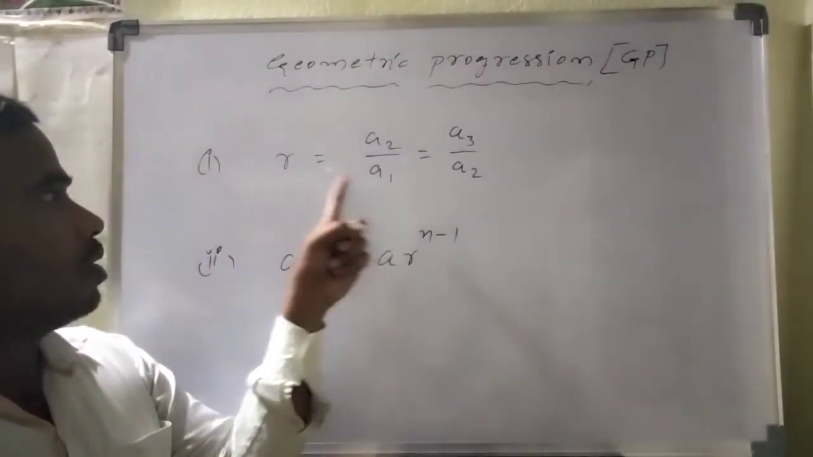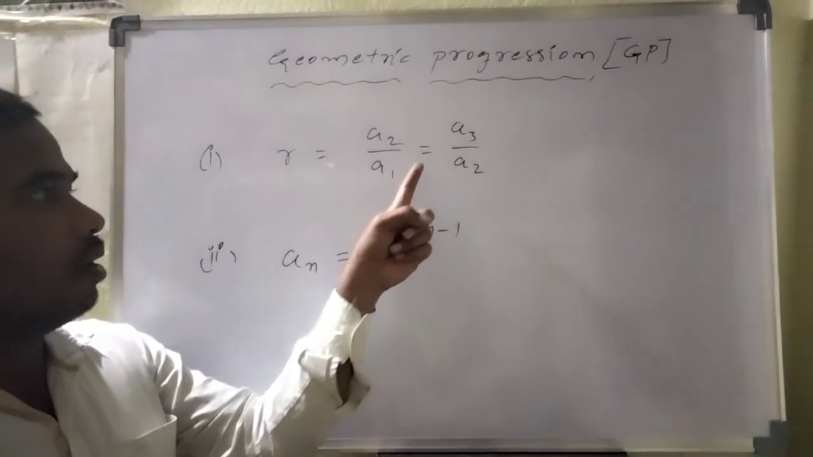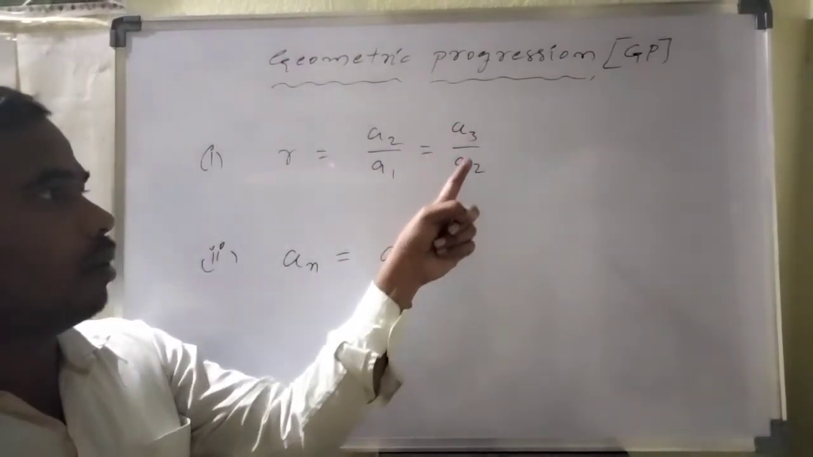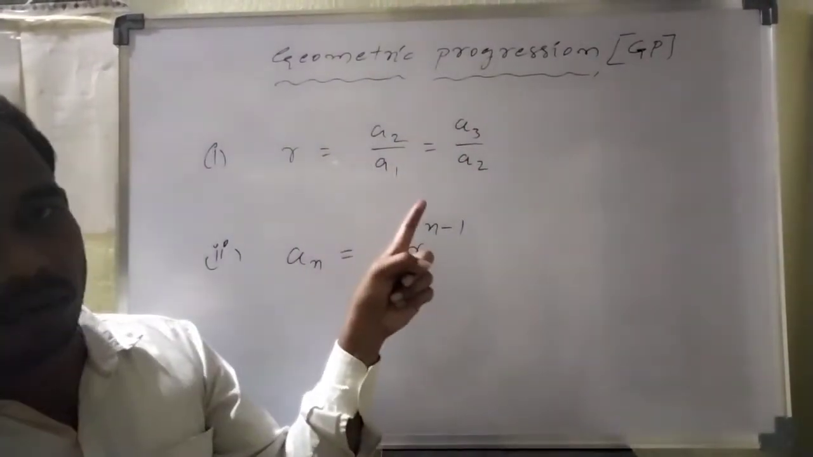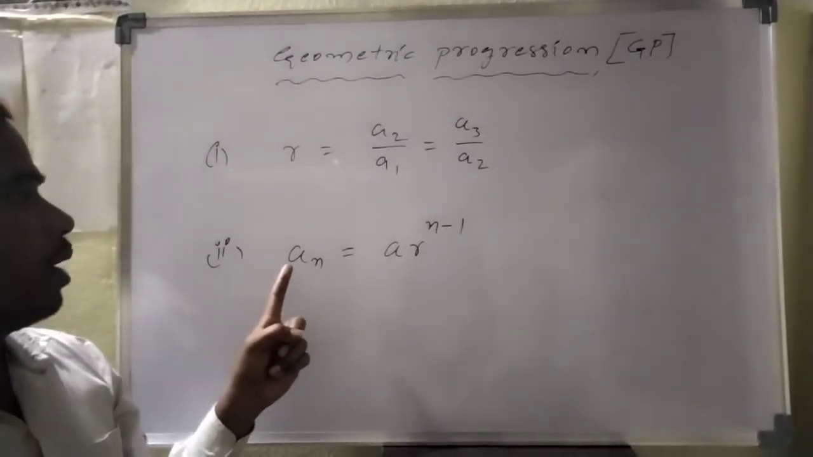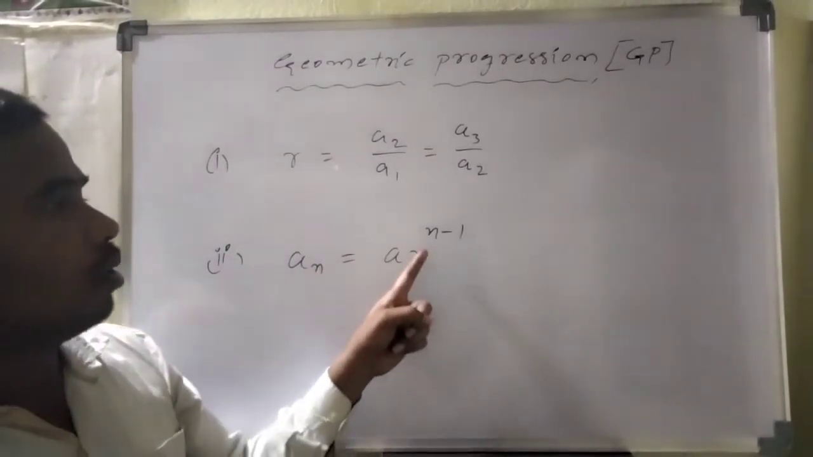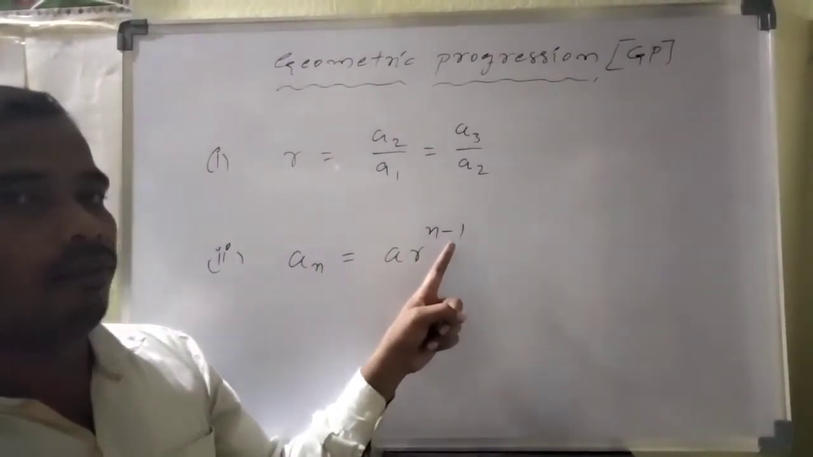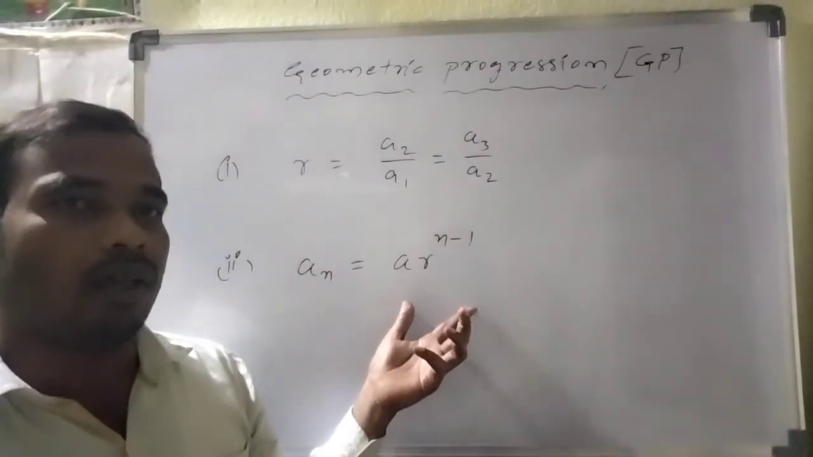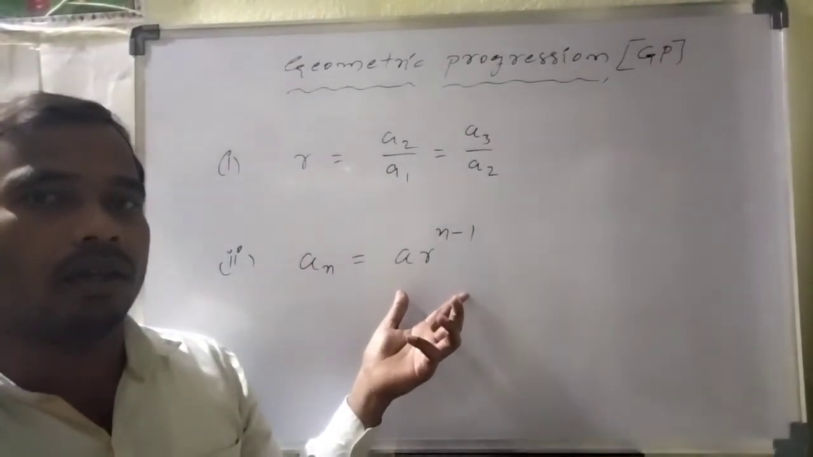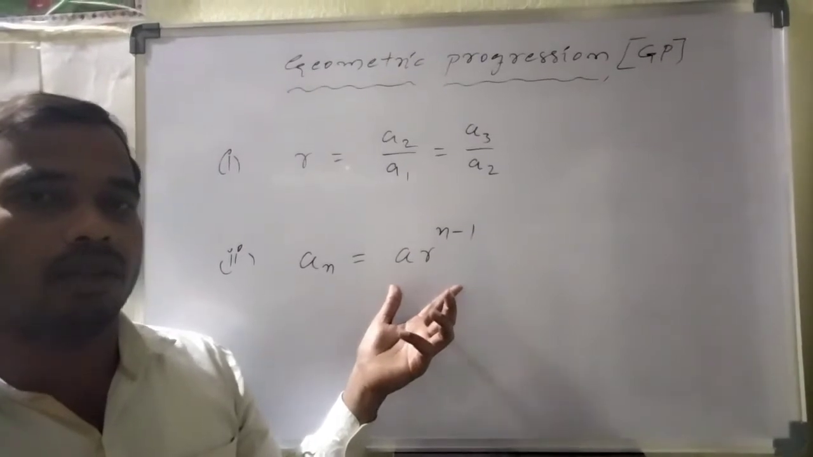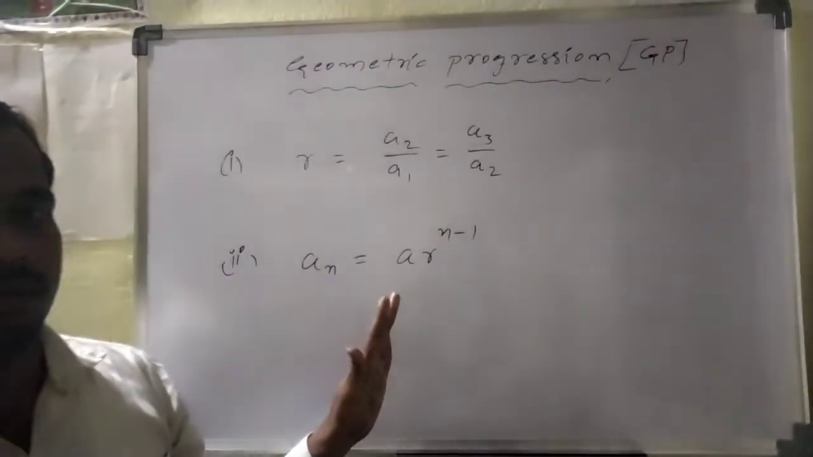In the geometric progression, the r value is a2 by a1, which is equal to a3 by a2. So that is one formula, and one more formula, an is equal to ar to the power of n minus 1. This is the introduction part of the geometric progression.